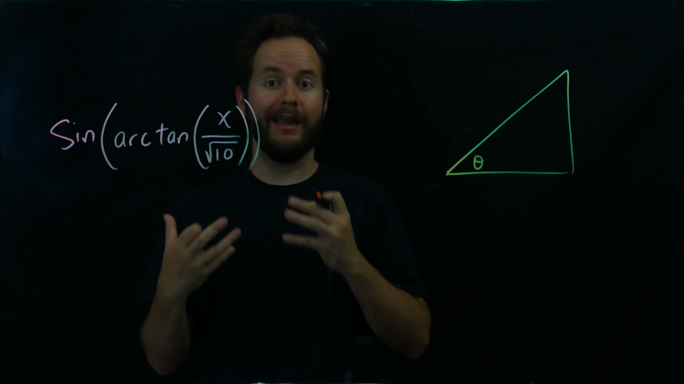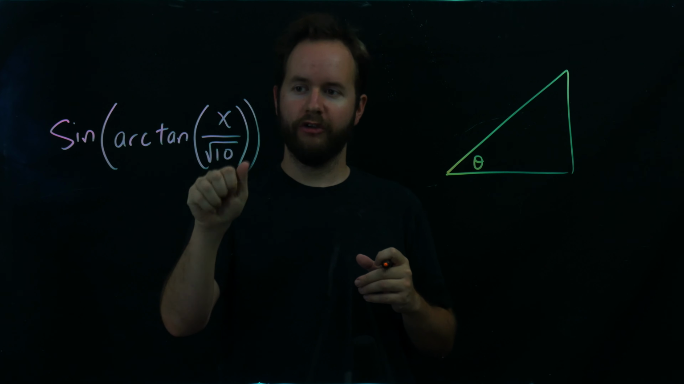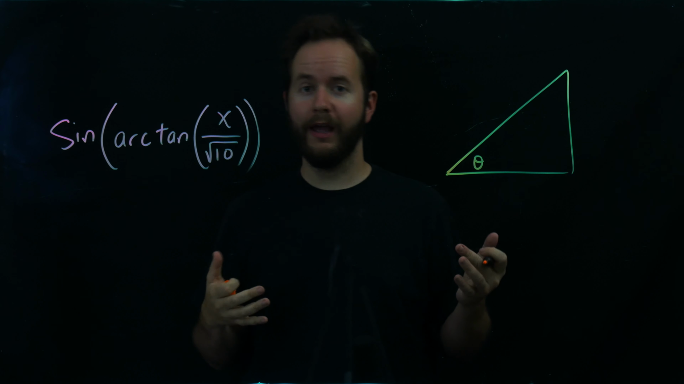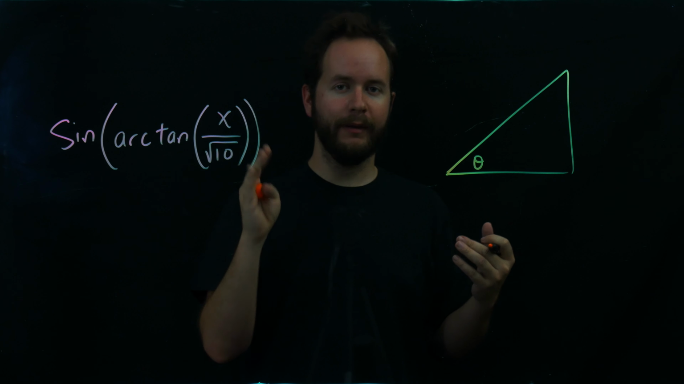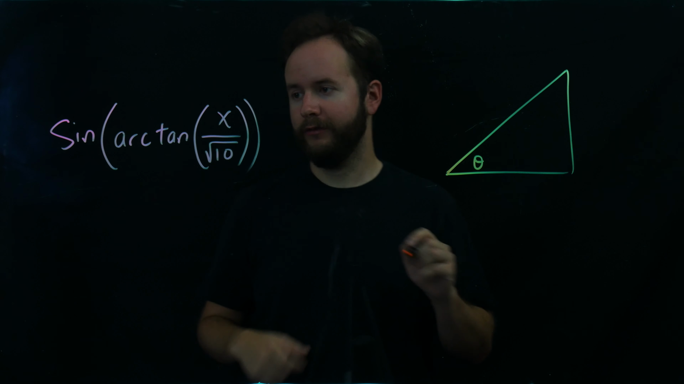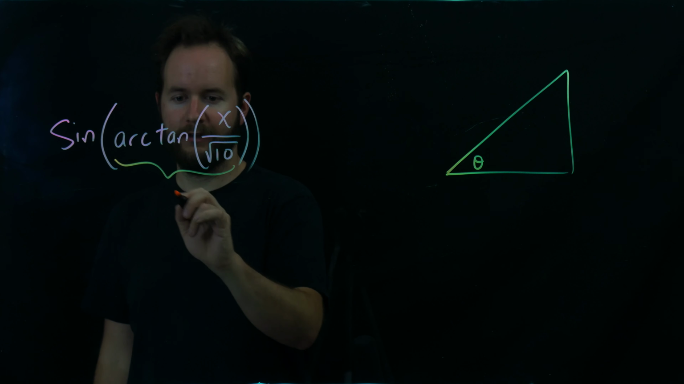Arctan is some angle. So arctan takes in ratios like x over root 10 or 2 over x or square root of x squared plus 8 over 4, takes in some number and spits out an angle theta. So this guy is theta.